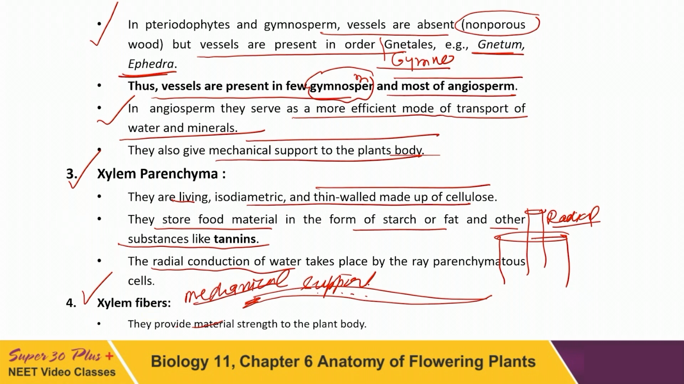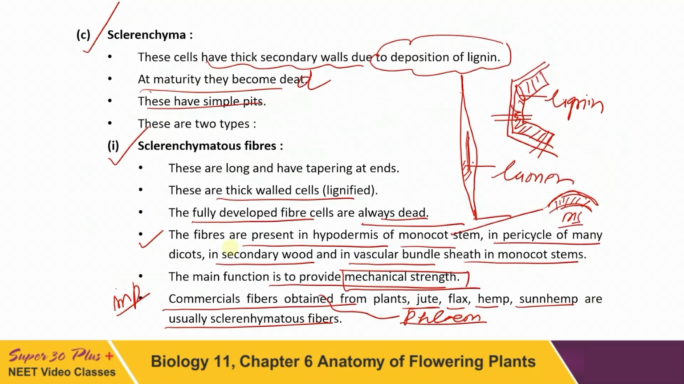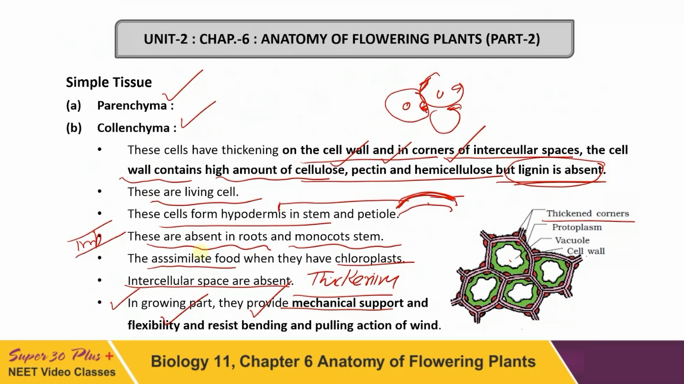Now we have to go ahead, because this is an important, interesting chapter, and some important points we have to revise here. This is collenchyma, important questions I told you. The cell walls, these are living ones.